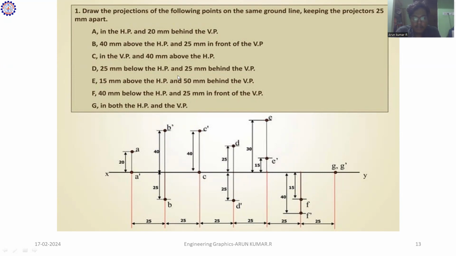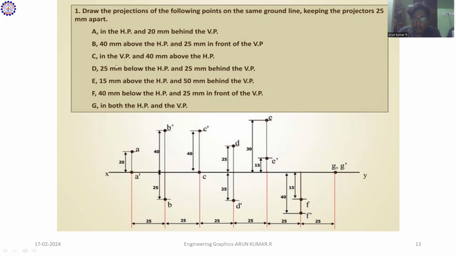C is in the vertical plane and 40 mm above HP. Okay, the problem is based on the first quadrant. Whenever you draw the C point, between the A point and B point we already drew, in the same ground, that is, the same reference point. We maintain the 25 mm distance between A and B. Similarly, you have to maintain the distance between B and C. After maintaining the 25 mm, we mark it as point C.